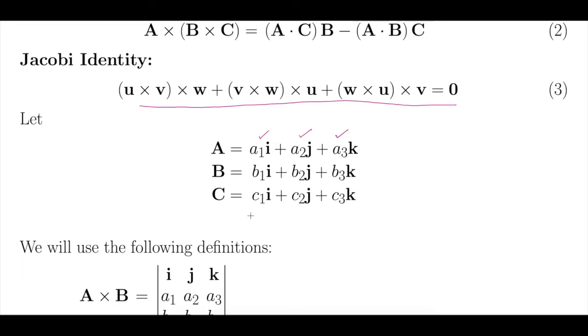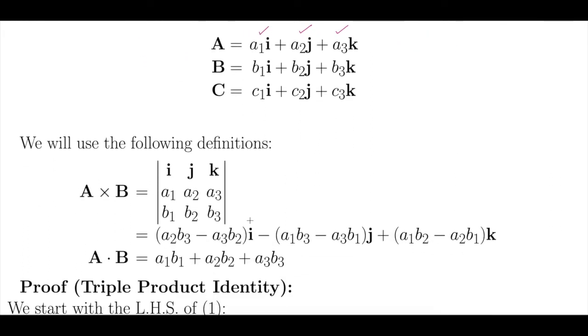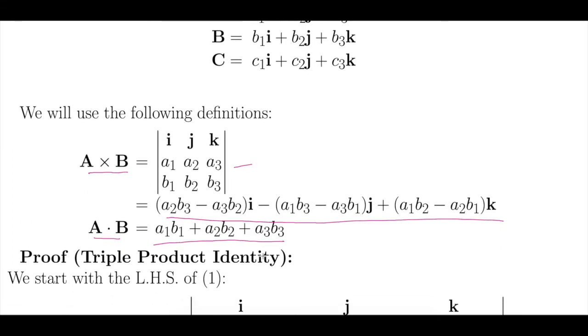Okay. Also, we know the definitions of both scalar product and the cross product or the vector product, which is that A cross B is equal to this expression, which can also be compactly written as the determinant operation. Okay. And A dot B is actually a scalar, which is A1 B1 plus A2 B2 plus A3 B3. Okay. So now let's start with the proof.